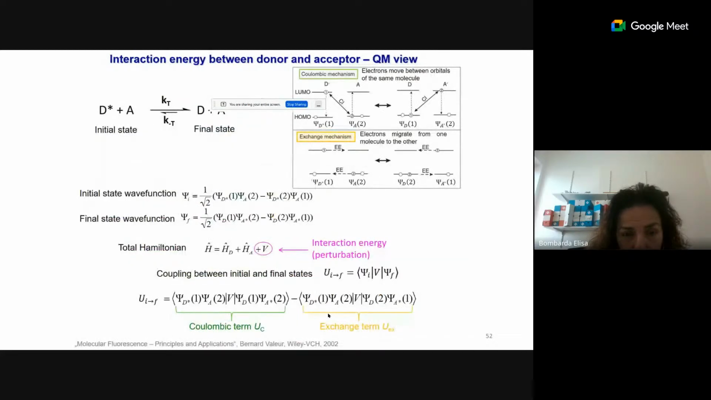Good. So a few physical elements to explain the interaction energy between donor and acceptor. So a little quantum mechanics view.